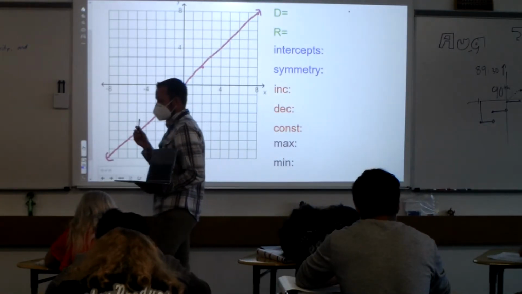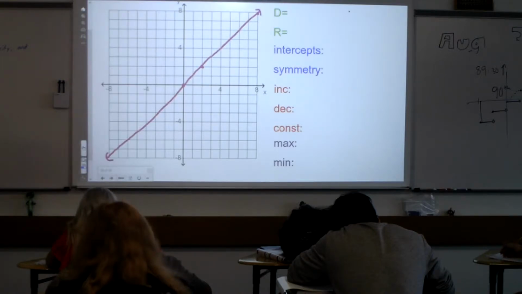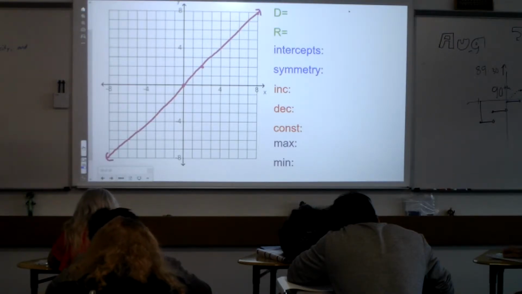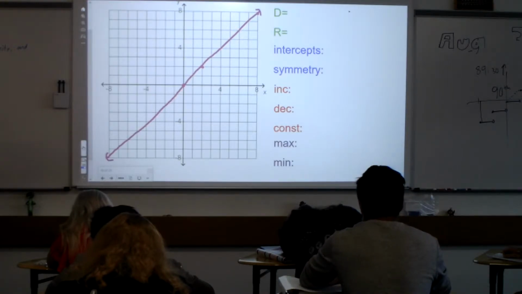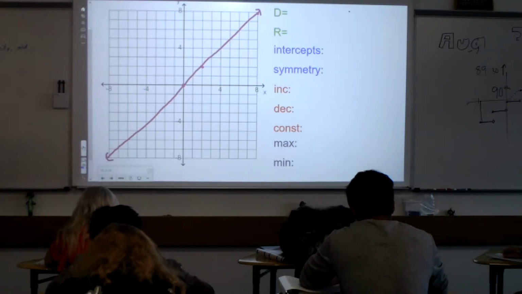Now, looking at this function, is there anything we can't plug into it? Is there anything that would make us divide by 0, or that would make us get a square root of a negative? No, because it just gives you what you put in, okay? So what does that mean the domain is?